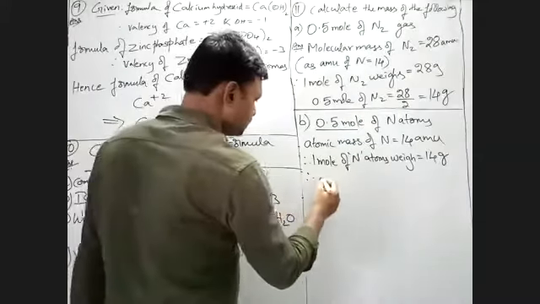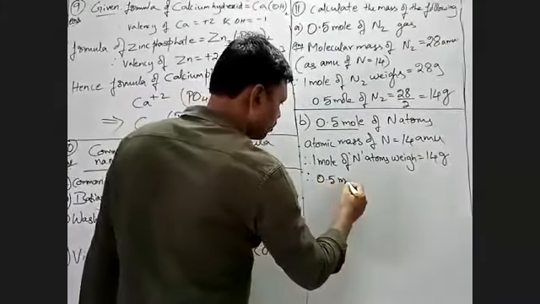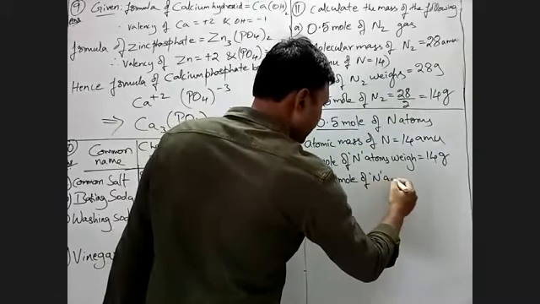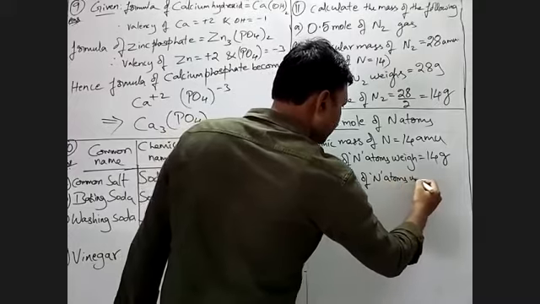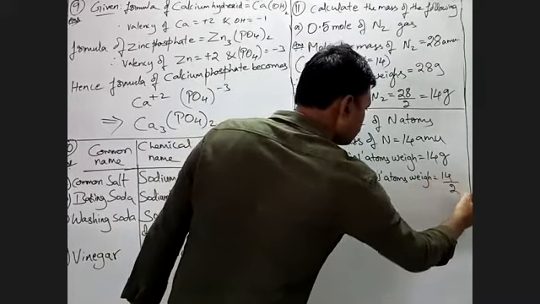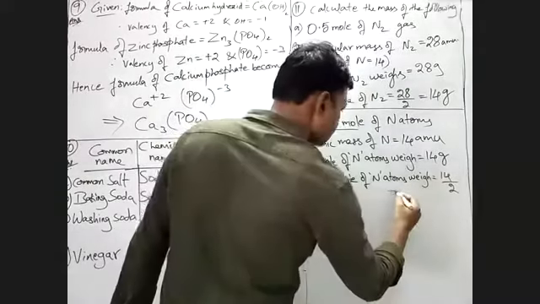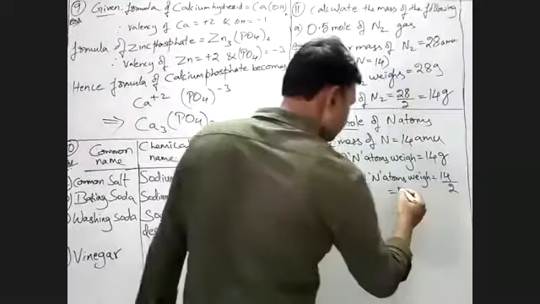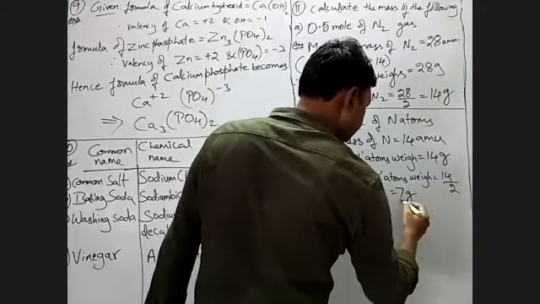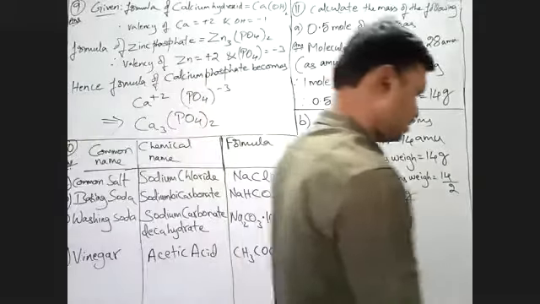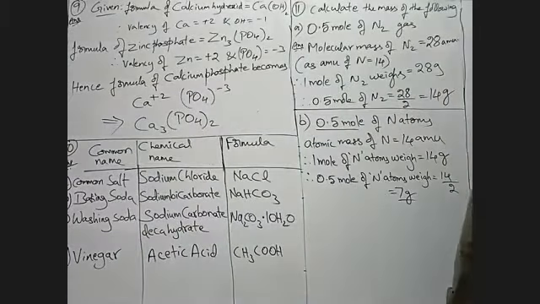Therefore, 0.5 mole of nitrogen atoms weigh how much? Equal to 14 by 2, so that is equal to 7 gram. Right, students? Are you getting it? Okay. So next one.